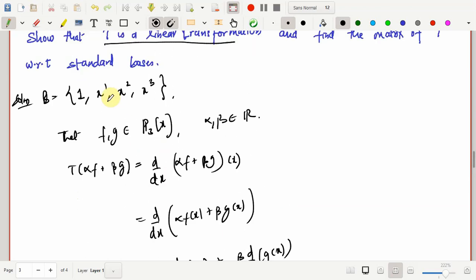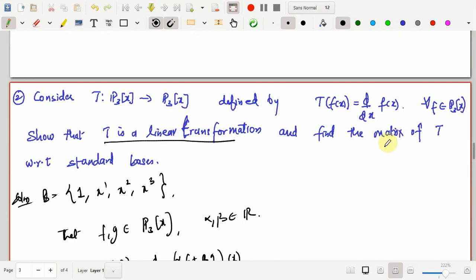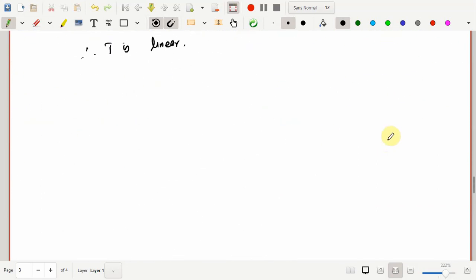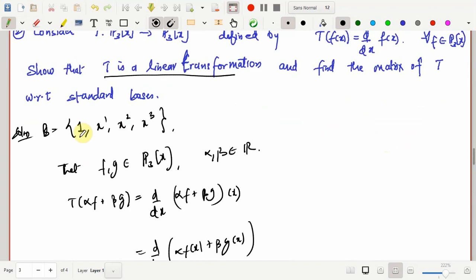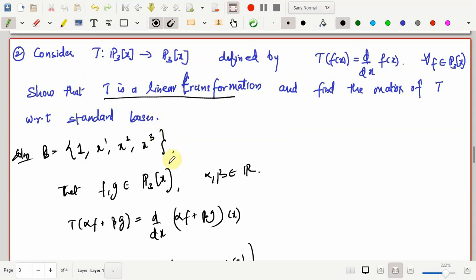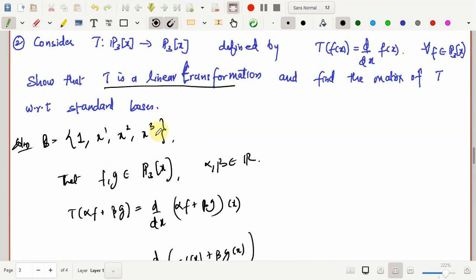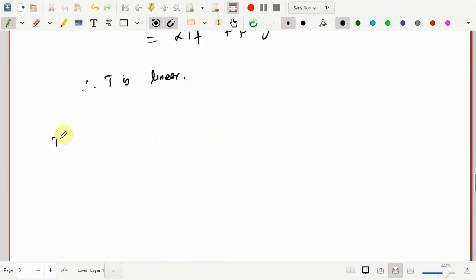Next, with respect to this basis, we need to determine its matrix representation. So that's again simple. What you'll have to do is look for T of 1, T of x, T of x square, and T of x cube, and you'll have to represent the resultant vector in terms of 1, x, x square, and x cube. So first you look at T of 1. T of 1 is d by dx of 1. Derivative of a constant function is 0.